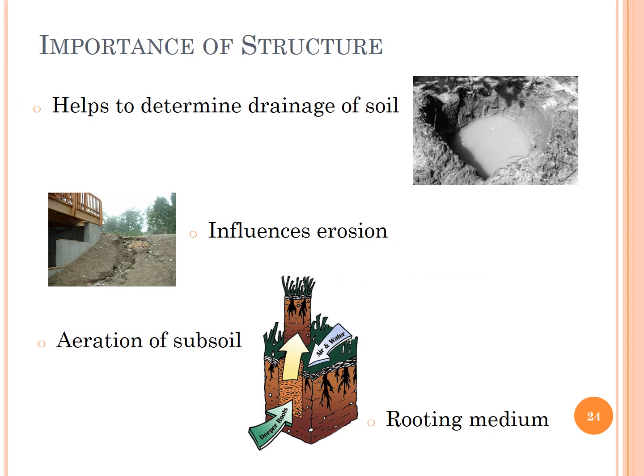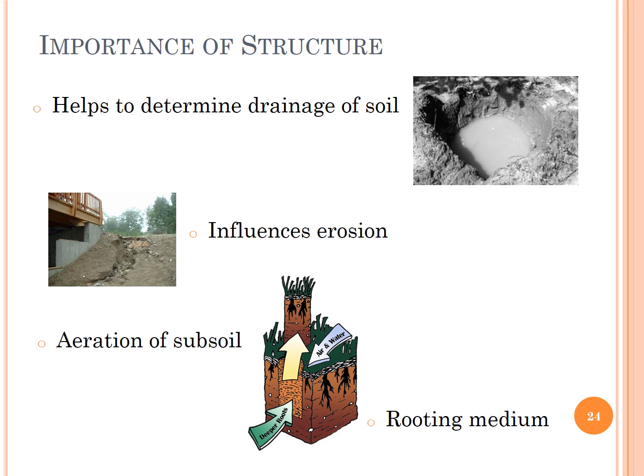The importance of structure helps us to determine drainage of soil or drainage capacity of soils because the structure breaks and creates pores. And the more pores we have, the easier it will be for water to drain through soil. Structure will also influence erosion because if we have poor structure at the surface, it makes it difficult for water to move into the soil. And when water can't move into the soil, it will scour over the surface and cause erosion.